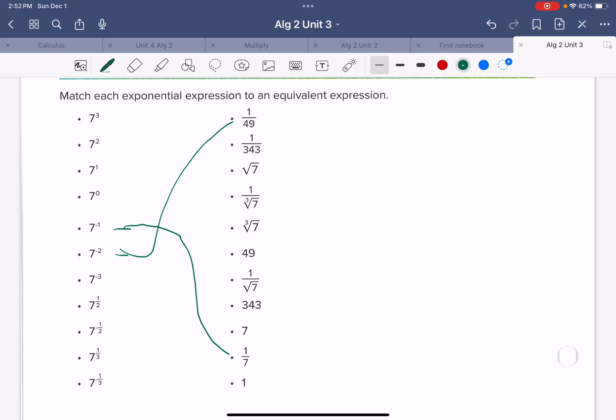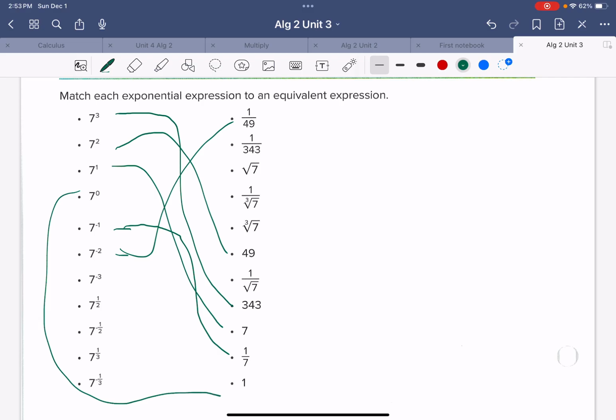Okay, 7 to the 0 power. I'm going to start up here on this one. 7 times 7 times 7 is 7 cubed. That would be 343. 7 squared, of course, is 49. 7 to the first power is 7, which is down there. Anything to the 0 power is 1 right there. And then 7 to the -3, we're going to make a fraction out of it and cube it. So it's 1/343.